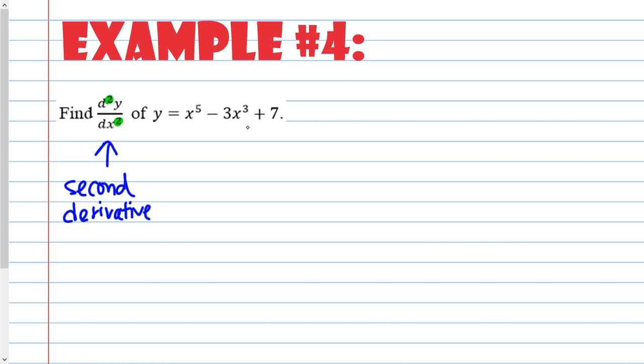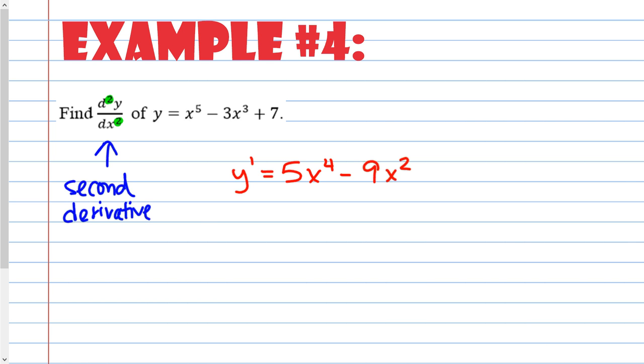So this is what I'm saying. Here's my function y. I'm going to find the first derivative. So let's see, x to the 5th is now 5 times x to the 4th. And then the negative 3x cubed is now negative 9x squared. And the 7 becomes 0. So there's my first derivative.